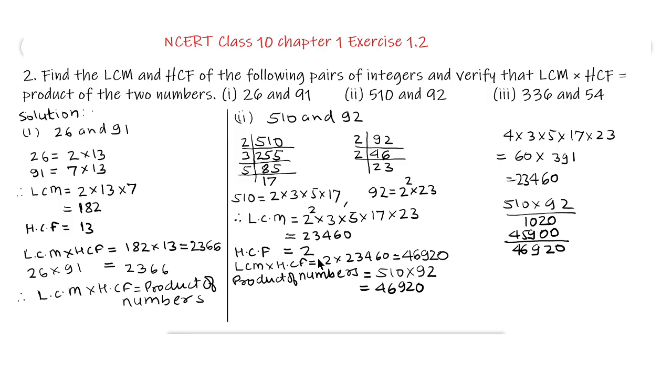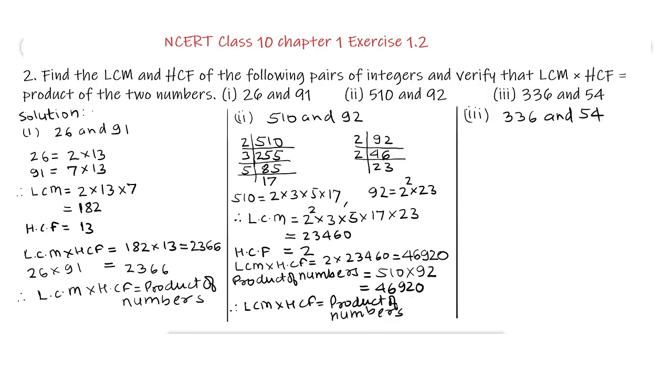Thus the product of numbers equal to 510 multiplied by 92 equal to 46,920, and LCM multiplied by SCF is also equal to 46,920. Therefore, LCM multiplied by SCF equal to product of numbers. This we have verified. Part 3 of the question, 336 and 54.